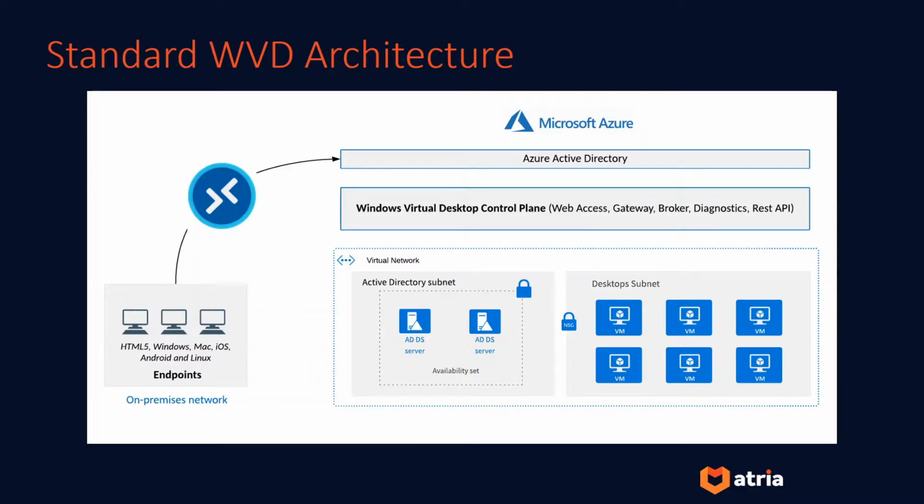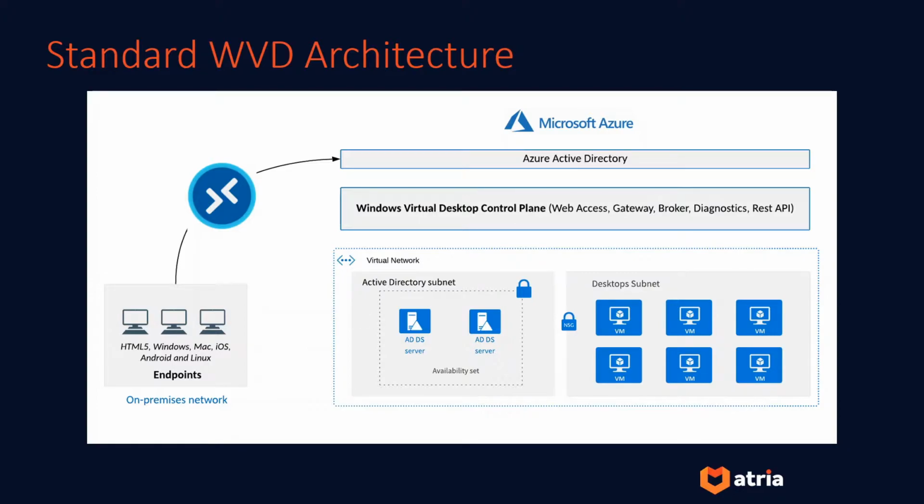Okay, so taking a look at the architecture. This is a fairly simple but common layout for WVD. In your Azure tenant, the main requirement is you need to have some domain controllers or Azure Domain Services. This is required for your desktop machines to connect to. They essentially are domain joined to this domain. With that AD and networking in place, you can deploy the WVD control plane at the top here, and you can also deploy then your desktop machines that are used as your session hosts.